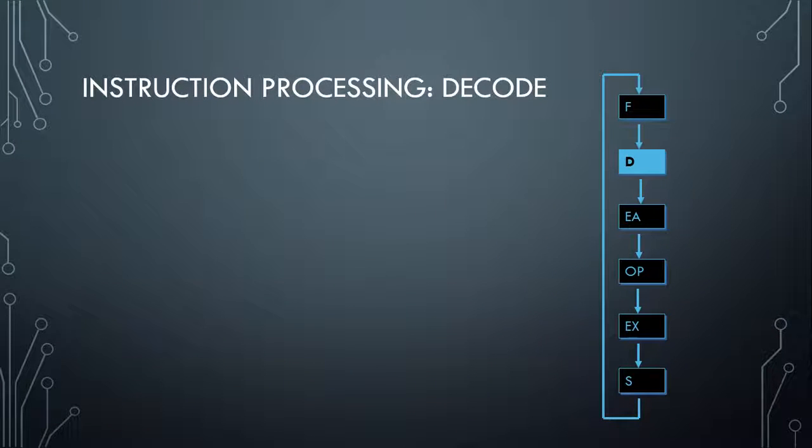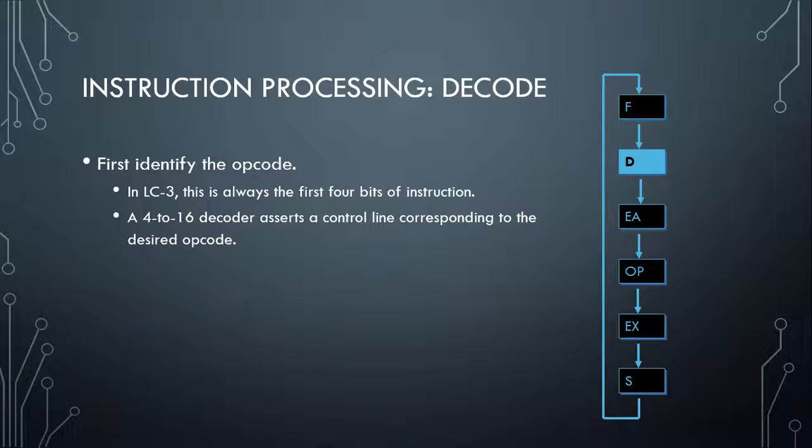All right, from there, the next step is to decode. First, identify the opcode. In the LC3, this is always the first 4 bits of the instruction. A 4-to-16 decoder asserts a control line corresponding to the desired opcode.